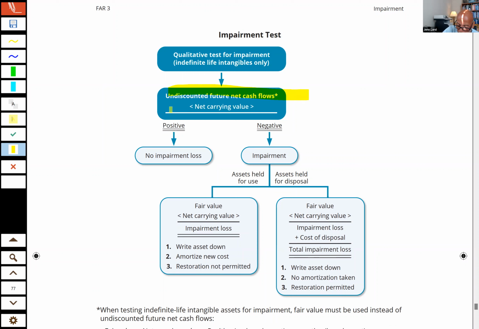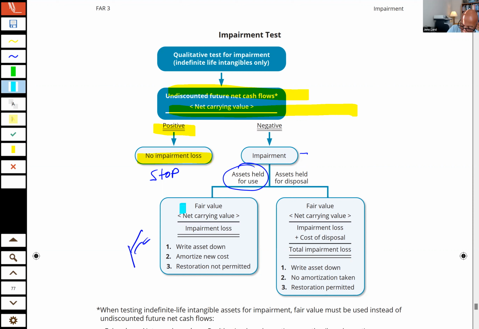You will compare that to the net carrying amount of the asset. If the net carrying amount of the asset is more than the undiscounted cash flows, you have no impairment. You simply stop right there. You don't have to do anything further. If it turns out that the undiscounted cash flows are less than the carrying amount of the asset, now you have impairment. If the asset is held for use, let's go ahead and flashcard what we will do.